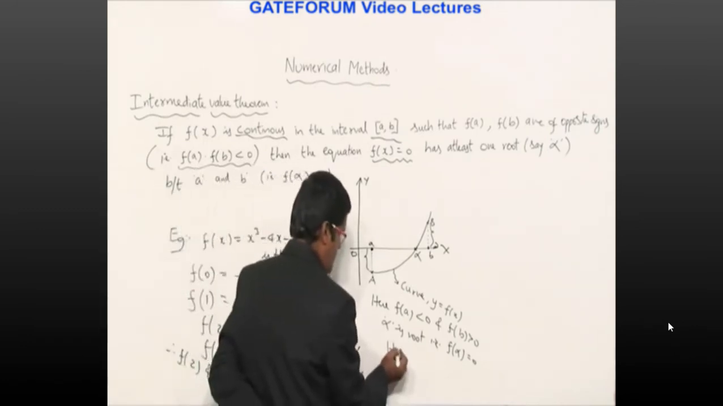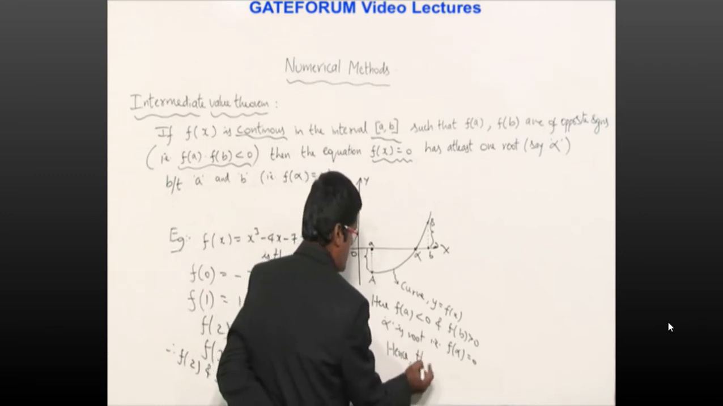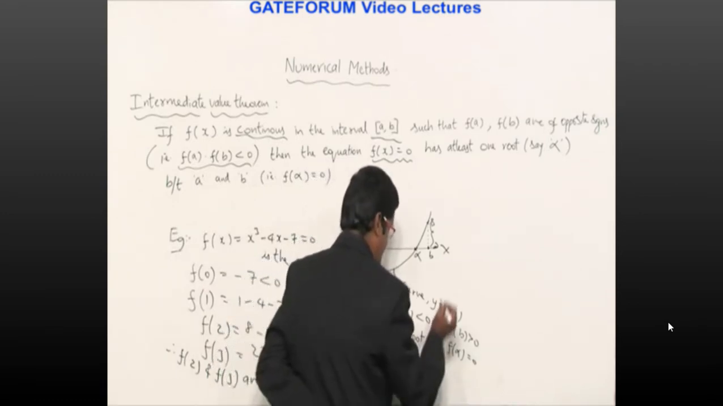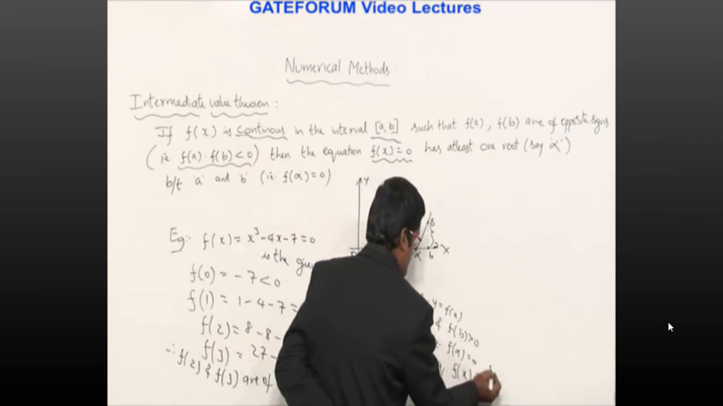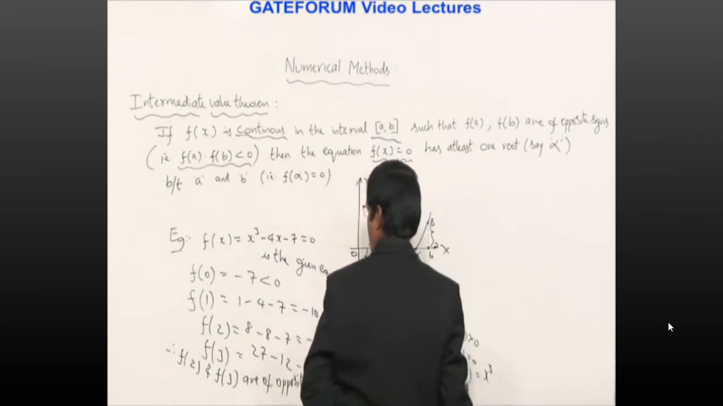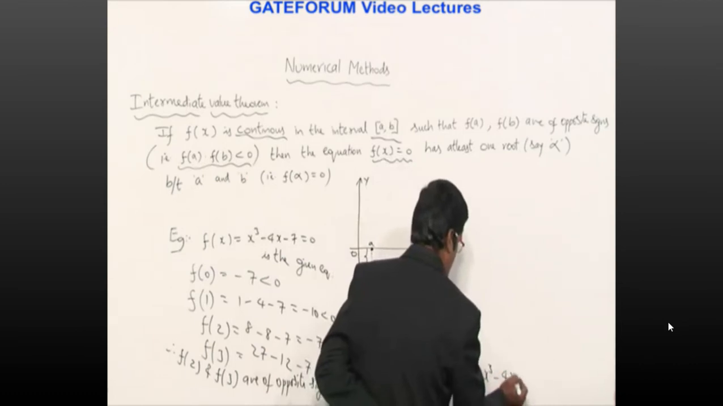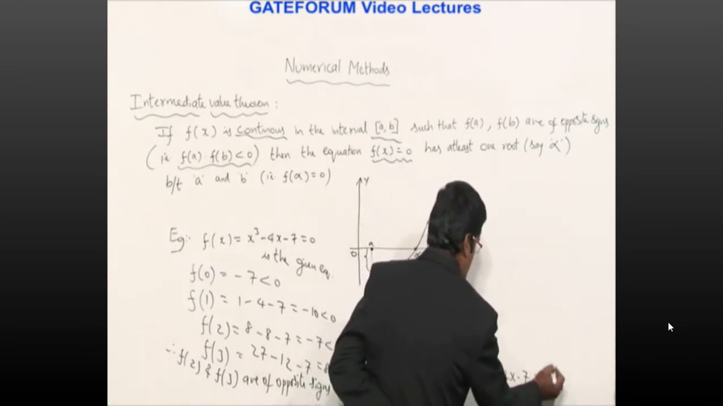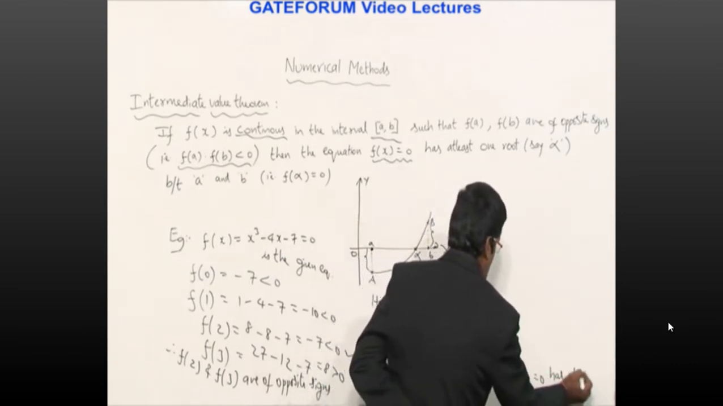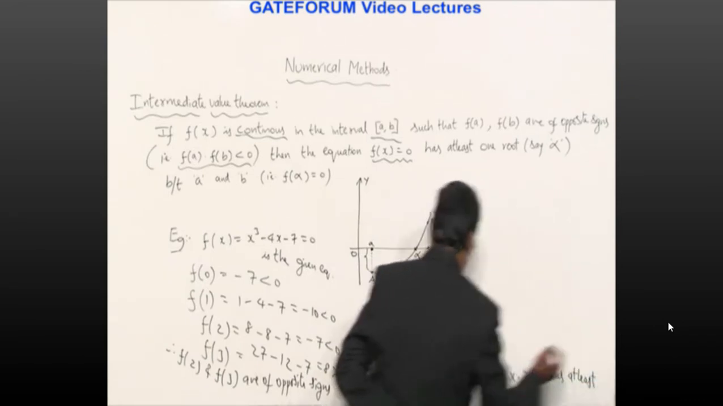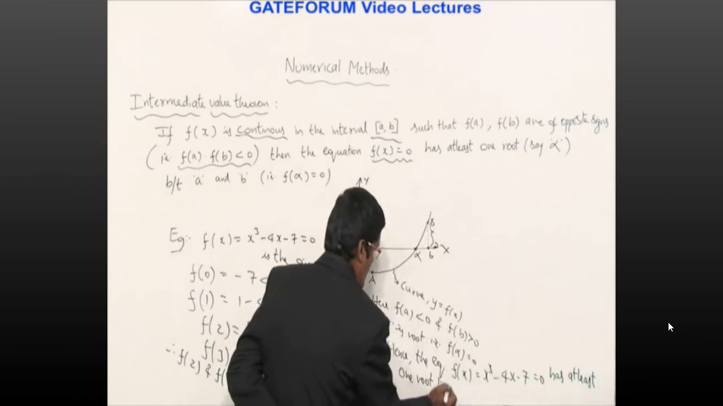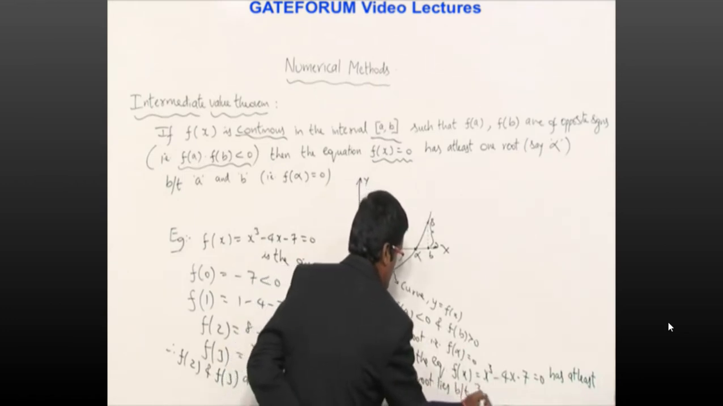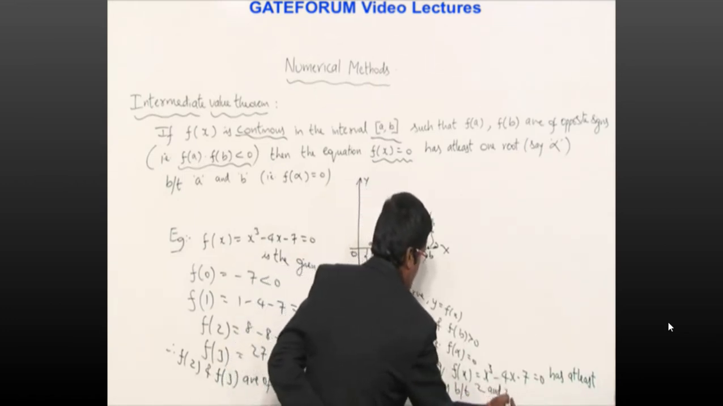Hence, the equation f(x) = x cube minus 4x minus 7 equal to 0 has at least one root lying between 2 and 3.